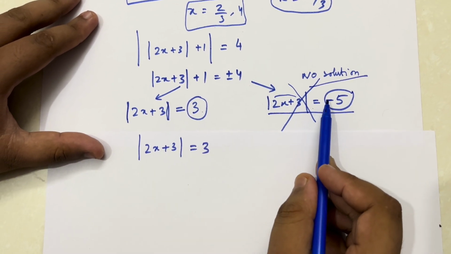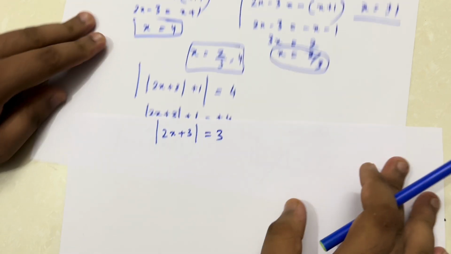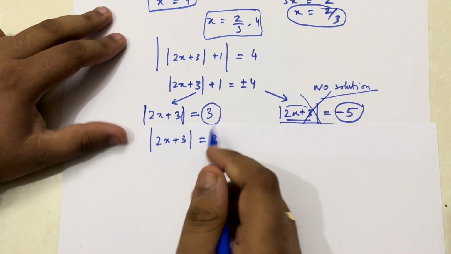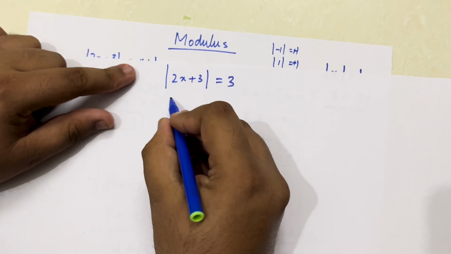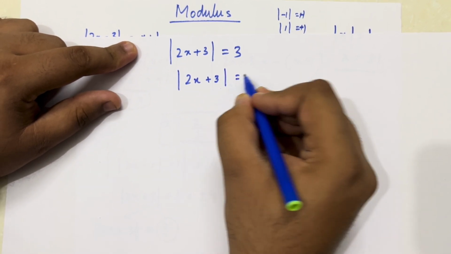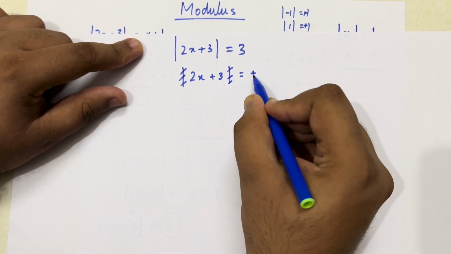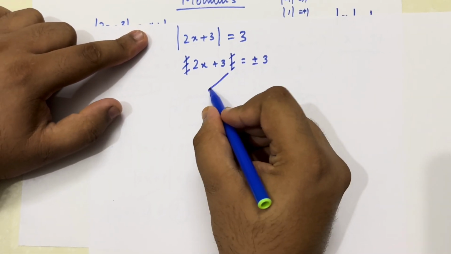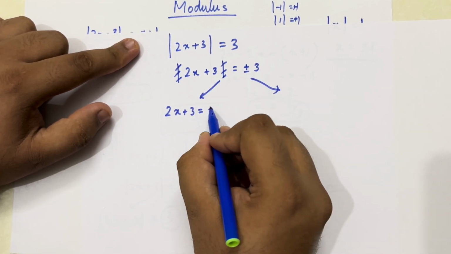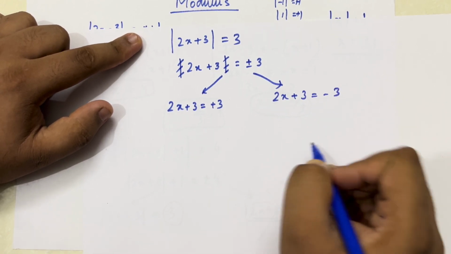I am cancelling the other equation because it will have no solution, because mod 2x plus 3 can never be negative. So coming back, mod 2x plus 3 equals 3. If I remove this mod, this value will be plus minus 3. So again this breaks up into 2. 2x plus 3 equals plus 3 or 2x plus 3 equals minus 3.